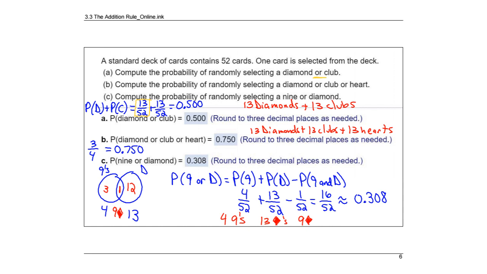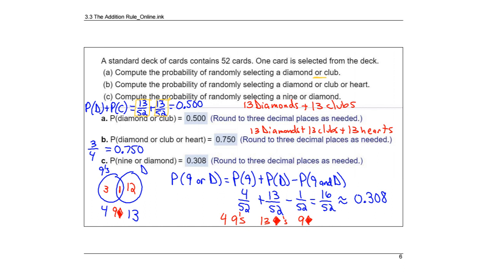And then the probability of selecting a club, again, there's 13 clubs out of 52 cards. Put that in your calculator and you're going to get 0.500. Then they say a diamond or a club or a heart. Well, again, those are all mutually exclusive. We have 13 of each. So if you add 13 plus 13 plus 13, put it over 52, you get 0.75.